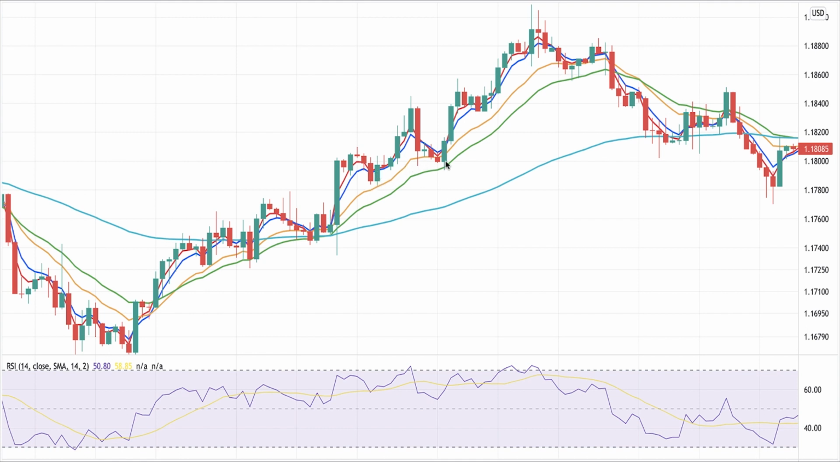When our desired pullback happens, then we must wait for the crossing of our shortest EMAs. EMA 3 must cross above the EMA 5, and at the same time RSI must be above the 50 level, or in the case of being in a downtrend, EMA 3 must cross below the EMA 5 and RSI must be below the 50 level.